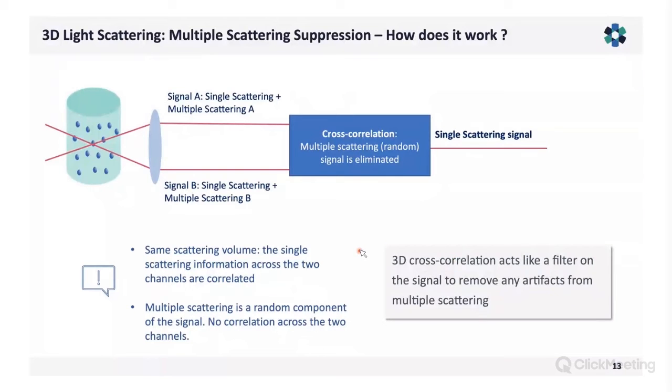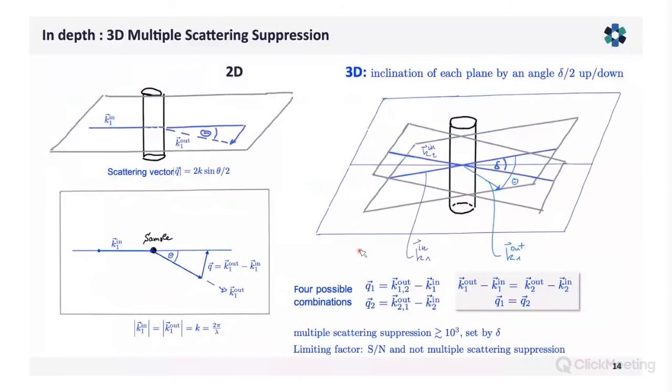Okay, so this 3D correlation acts like a filter to remove any multiple scattering contribution. The next slide has an in-depth view of this principle that is also for the experts. I want to spend a little bit of time on the basics of this light scattering principle without going too much into the mathematical details.